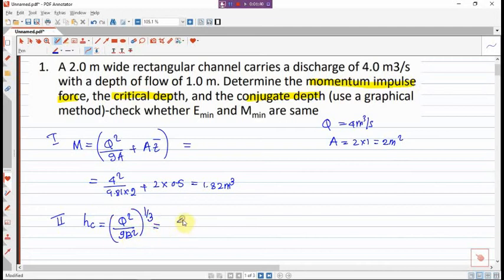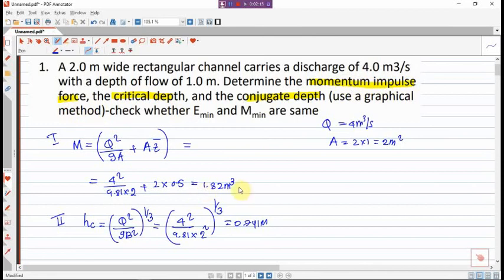That is, we already found Q is 4, so 4 squared over 9.81, with 2 meter width squared, to the power 1/3, that is equal to 0.741 meter. Then they are asking to find, sorry, I made a mistake. So they are asking to find the momentum impulse force, right?